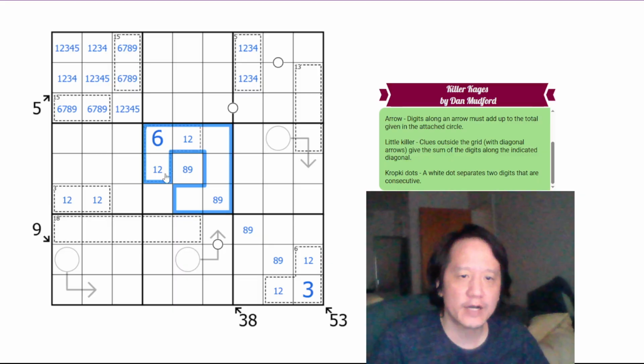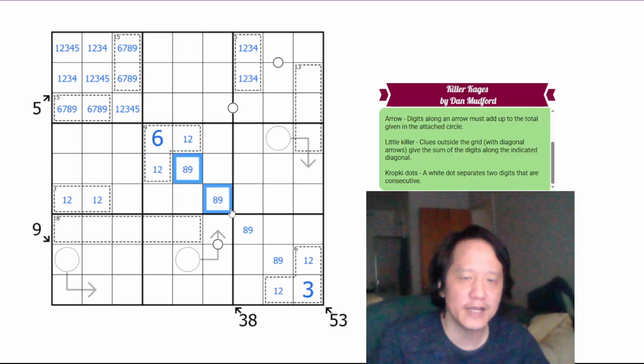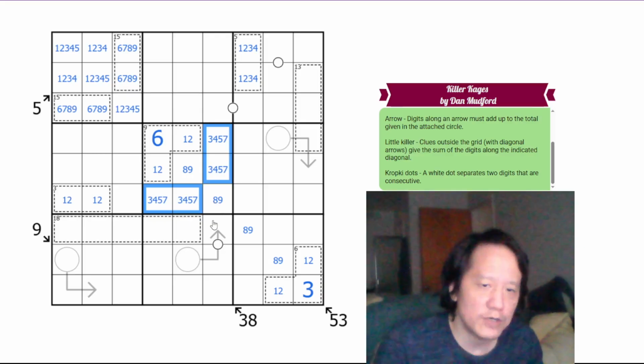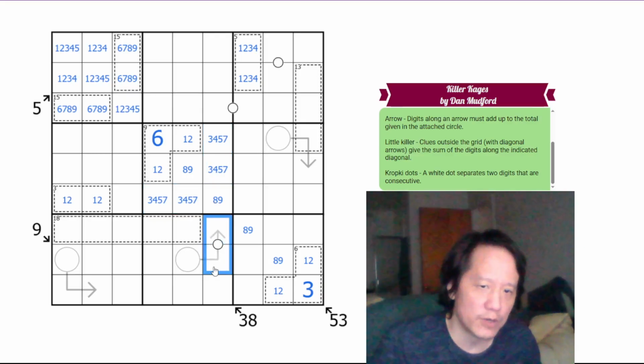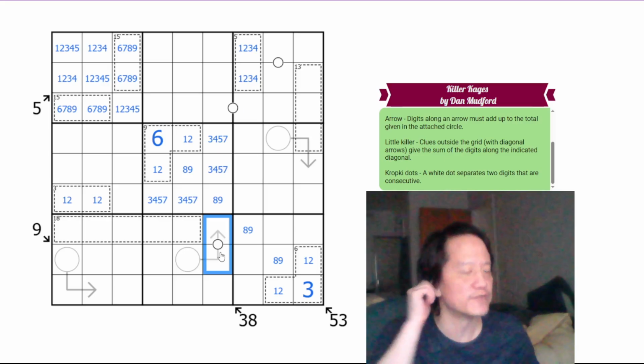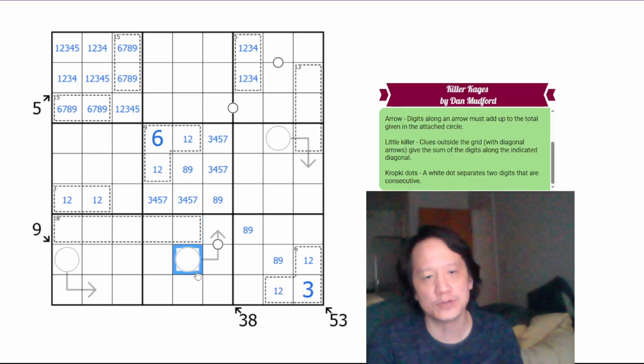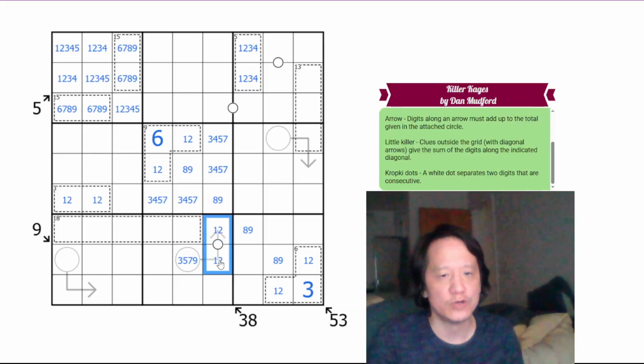In this middle box, we have now a 1, 2 pair and an 8, 9 pair with a 6. That means the remaining digits in this box must be 3, 4, 5, and 7, guaranteed. We know these two digits must be consecutive, so one is odd and one is even, because there's a difference of 1 between them. And adding up an odd number with an even number always gives you an odd number. So this must be either 3, 5, 7, or 9. Which makes this 1, 2, possibly 2, 3, 3, 4, 4, 5. And those are the only possibilities here.